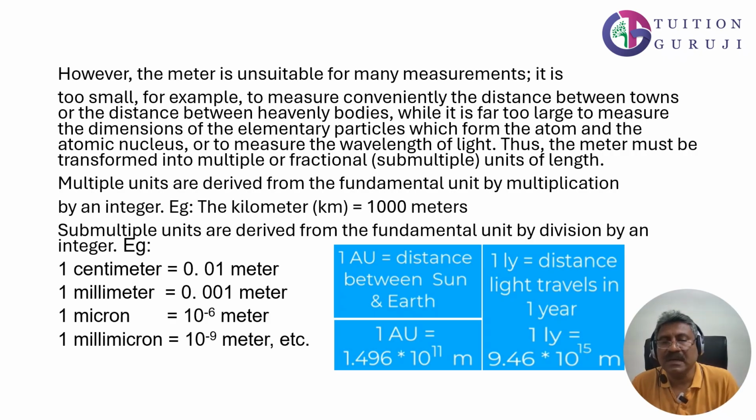Now there are units like astronomical unit, which is the distance between Sun and Earth. 1 AU is equal to 1.496 into 10 raised to 11 meter, or about 1.5 into 10 raised to 11 meter. And there are units like light year, as I mentioned earlier. It is the distance traveled by light in 1 year. 1 light year is equal to 9.461 into 10 raised to 15 meter.